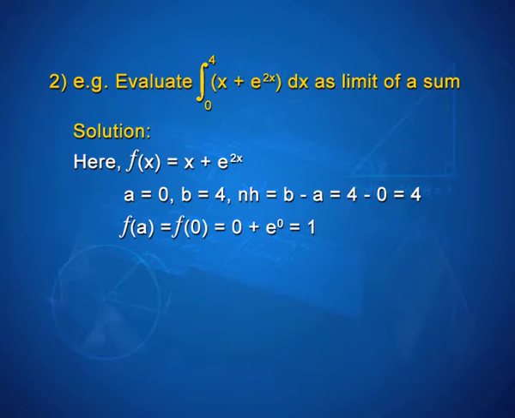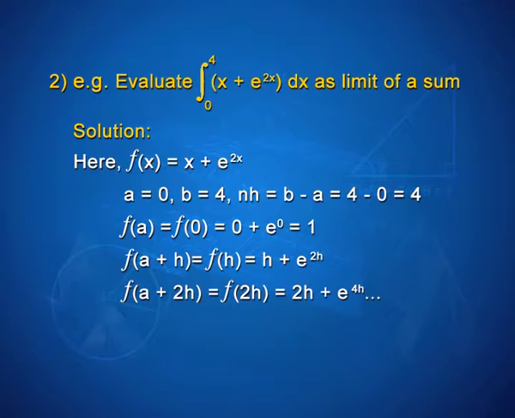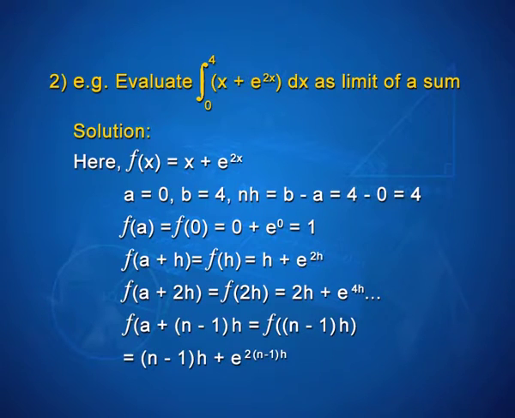F of a is equal to f of 0, that is equal to 0 plus e to the power 0, that is obviously 1, and f of a plus h is equal to f of h, that is h plus e to the power 2h, f of a plus 2h is equal to f of 2h, that is equal to 2h plus e to the power 4h, and so on. F of a plus n minus 1 into h is equal to f of n minus 1 into h, that is equal to n minus 1 into h plus e to the power 2 into n minus 1 into h.